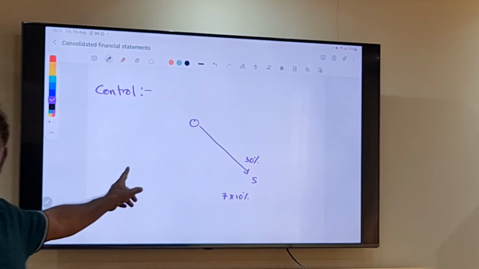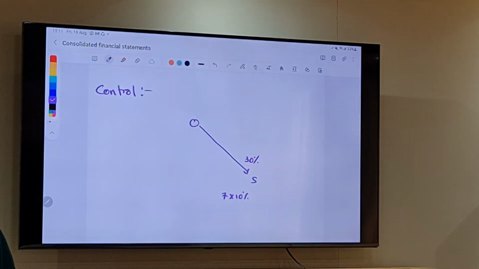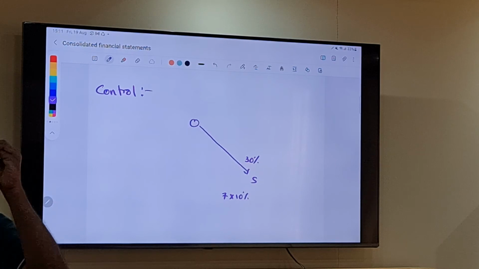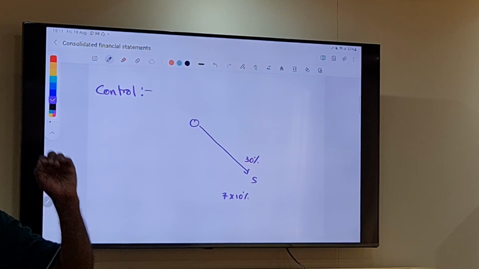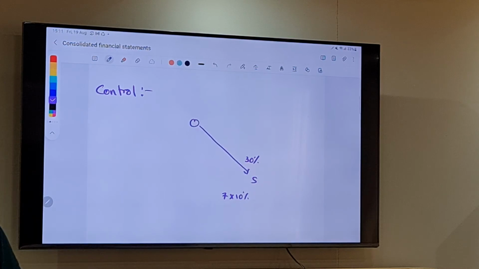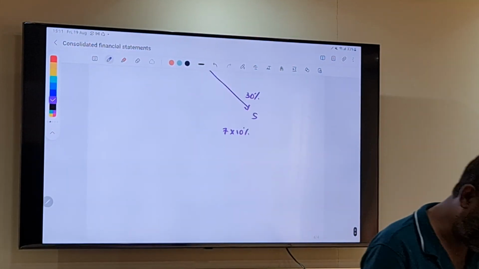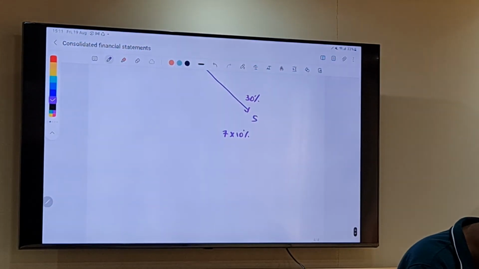But this O is having how much? 30%. So now who will have the power? O. That's what I am trying to say. It is not always necessary that you should have more than 50%, that's the cutoff line. Now, I will give you a table, a line like this.